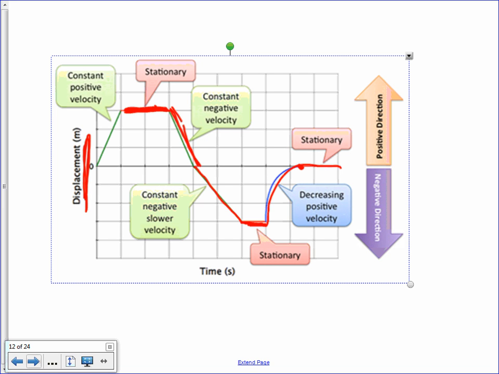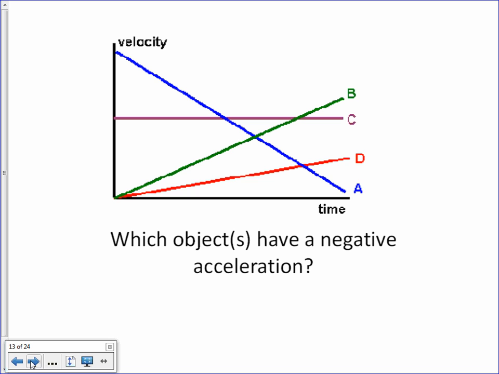Notice that these above the axis, positive direction, that means we're, I guess, farther from where we started, and negative direction means we're behind where we started. So negative acceleration, velocity changing, negative, it's got to be A.